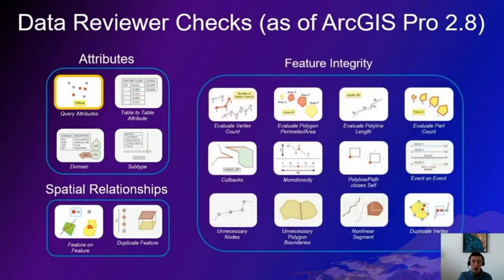And finally, we offer feature-based checks, such as detecting duplicate vertices in polyline features or ensuring that elevation values ascend or descend monotonically. While most checks are general purpose and used across many different industries, we also have checks like Event on Event that are designed specifically for our customers using linear referenced systems.